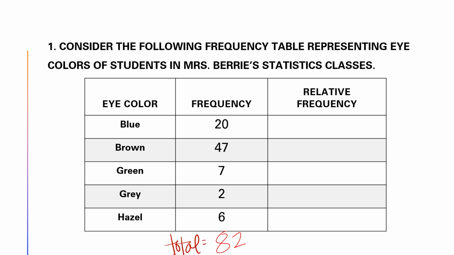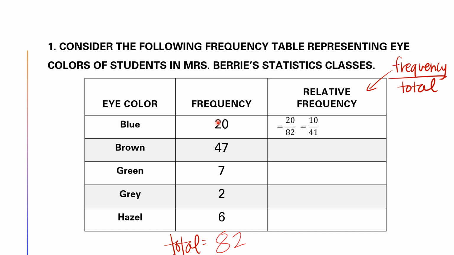All right, and we're asked to find the relative frequency. So the relative frequency for blue eyes is going to be the frequency over the total. So for blue eyes, that's going to be 20 over 82. Now, again, that can simplify. You're totally welcome to do this in your calculator. These are both divisible by 2, so that simplifies to 10 over 41.